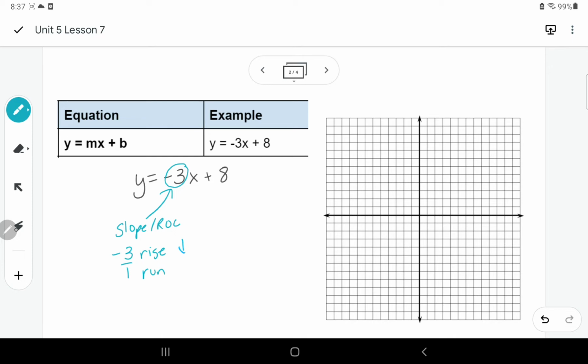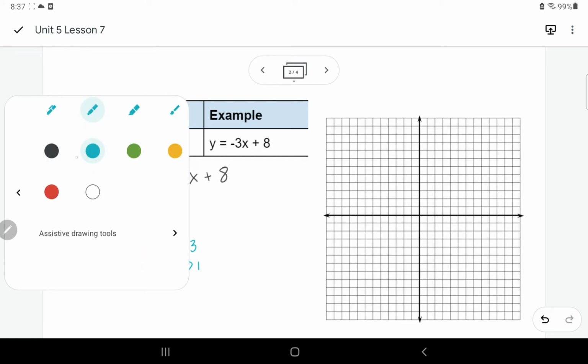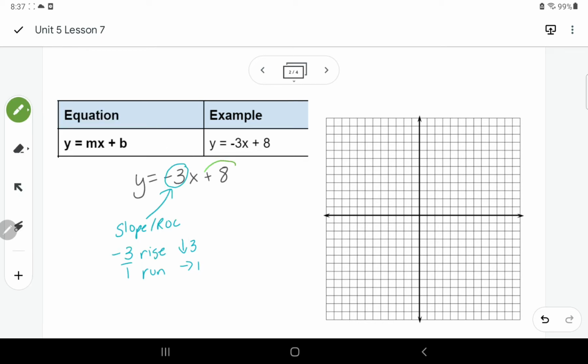So this tells me I'm going to count down 3, and run always goes to the right. It's going to the right 1. And then the other piece of information is that I have a positive 8 for my initial, which is also sometimes called the y-intercept.